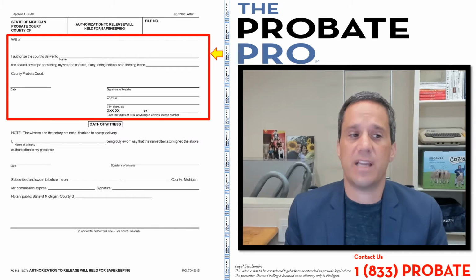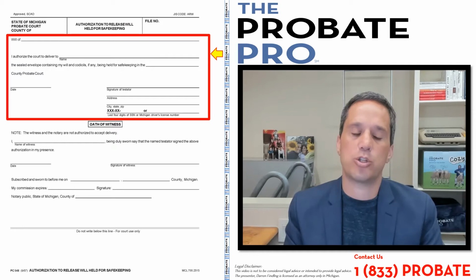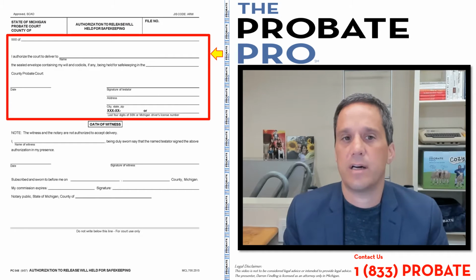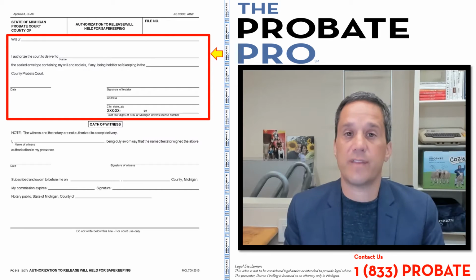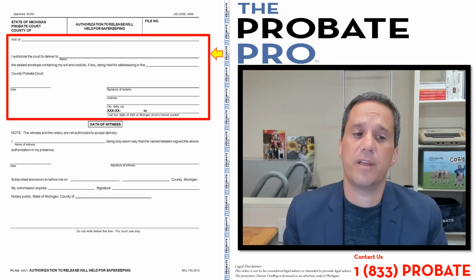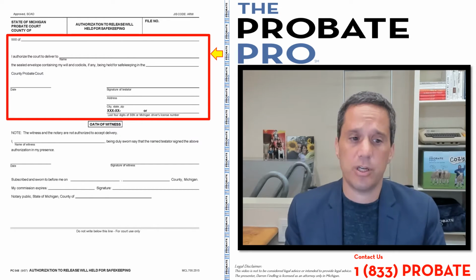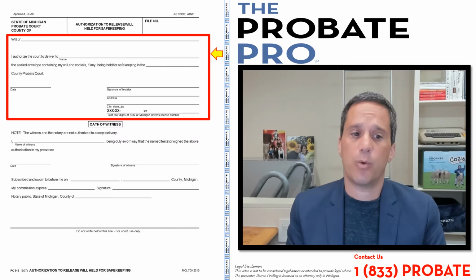That's being held for safekeeping in the, and then of course the name of the probate court upon which the will has been left for safekeeping. The signature of the testator, the address, the city and state, and then the identifying information, social security number or driver's license would be reflected there.